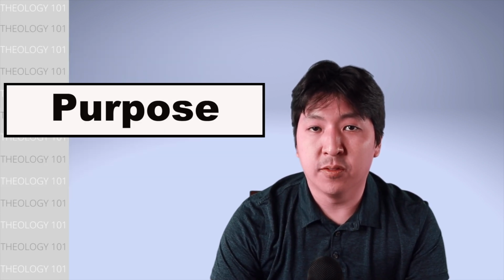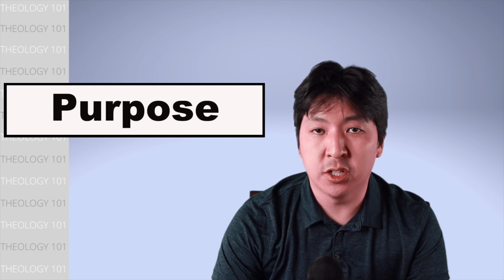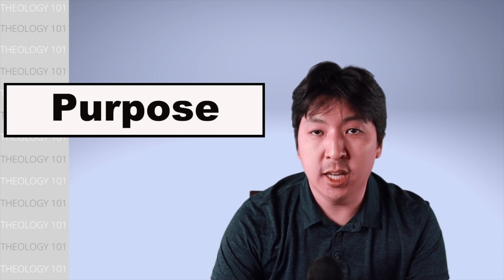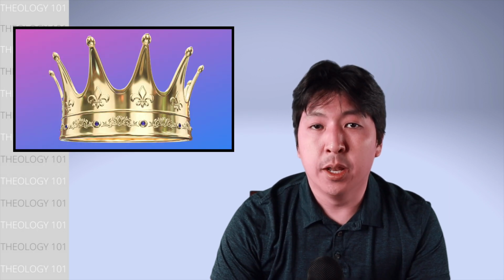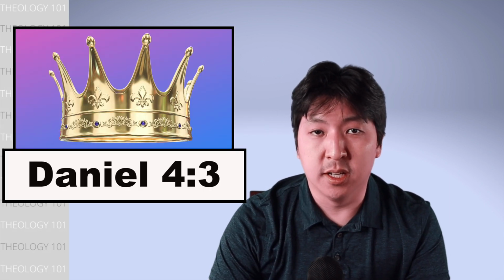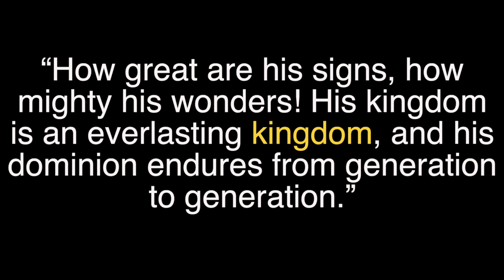The primary purpose of the book of Daniel is to express God's sovereignty over the nations and how his kingdom will come on earth forever. The main theme of the book is the kingdom, and the book's message can be summarized in this verse: How great are his signs, how mighty his wonders. His kingdom is an everlasting kingdom, and his dominion endures from generation to generation.